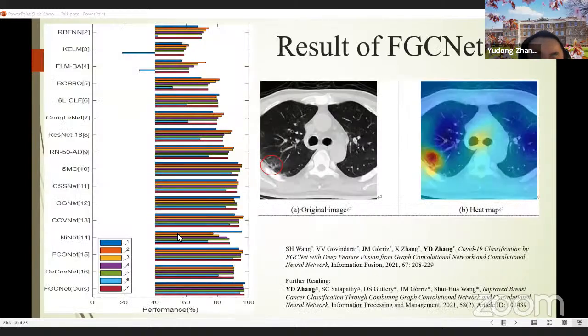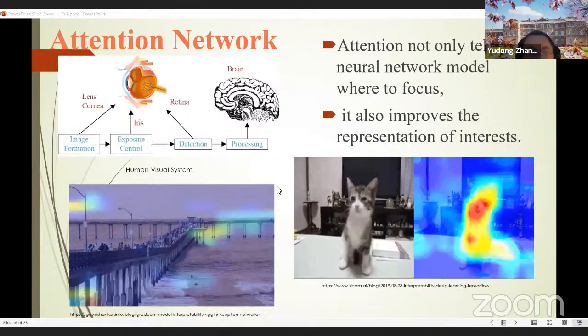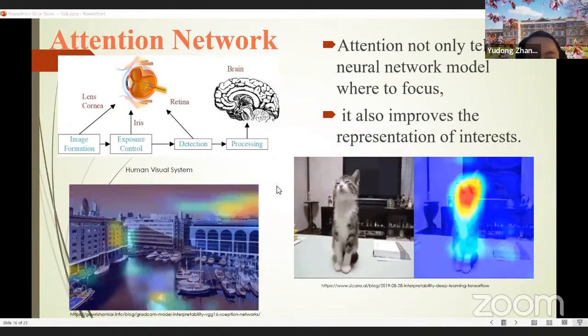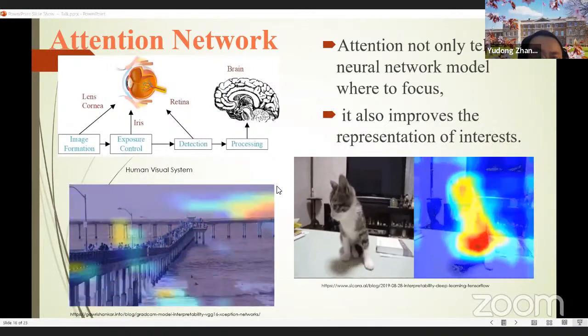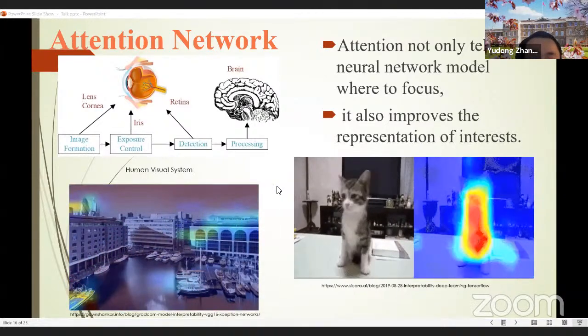Okay, so now you can see this slide shows the result, and our method is better than more than 15 state-of-the-art algorithms. This result was published in Information Fusion last year. It has received almost 200 citations from Google Scholar. And due to the time limit, I will briefly introduce the attention network quickly.